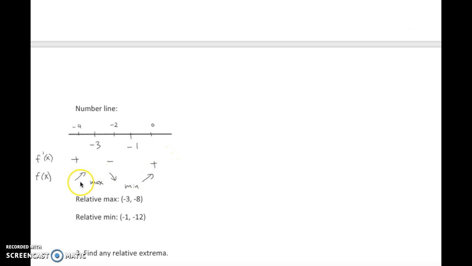Here, where my lines go up to the left and down to the right, that's our maximum. And where it's down to the left and up to the right, we end up with a minimum. So our relative max is at -3. We plug that -3 into our function f of x, and we end up with -8. Then for our relative min, we plug -1 into our original function f of x, and we end up with -12.